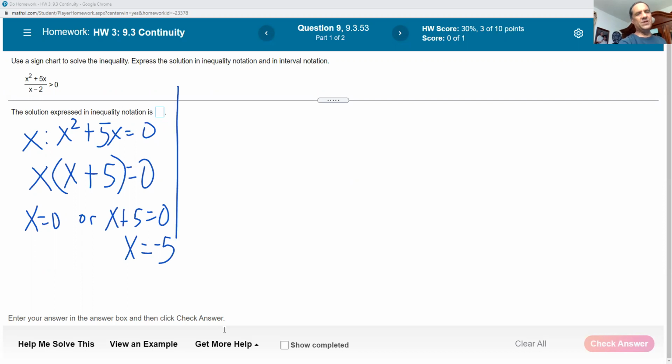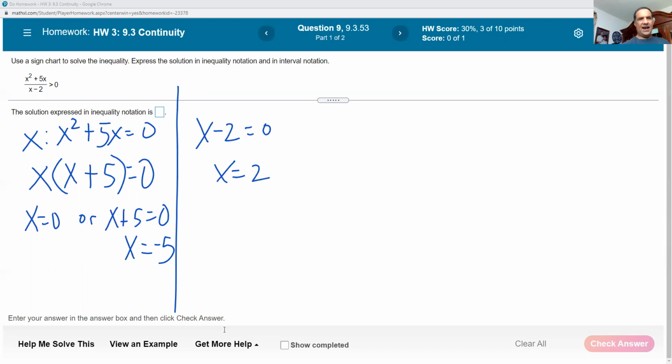The denominator is pretty straightforward. You also can't have the denominator equal to 0, because, well, you can't have that anyway because it's a rational expression, but it could also represent the boundary of an inequality. We'll find out from there that x equals 2.